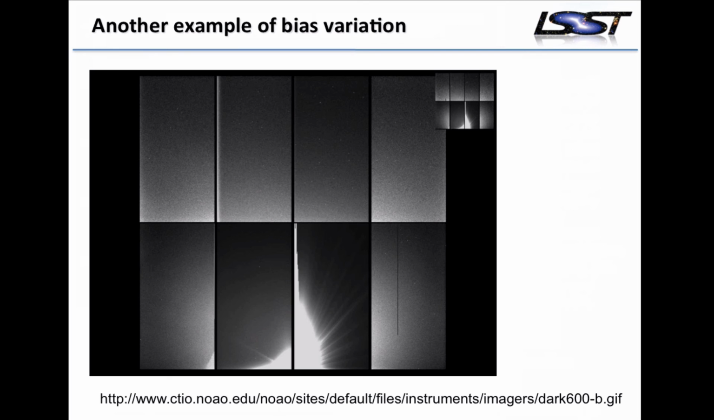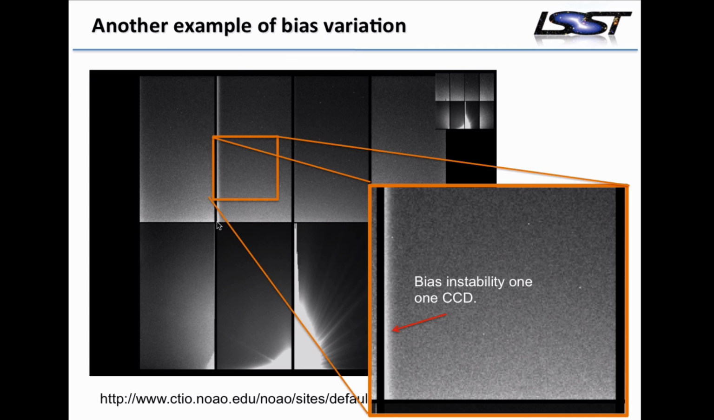In this image that we looked at that had amplifier glow, in this amplifier up on the top, there's actually a bias instability that you can see running down the side of it. And so if you take that and blow it up, in one of their signal chains, there's a clear pixel-dependent, uniform for every row instability in the system.